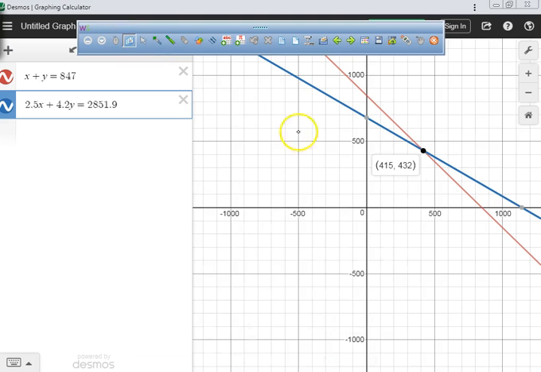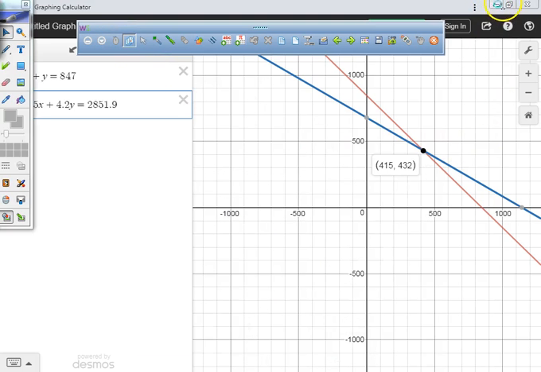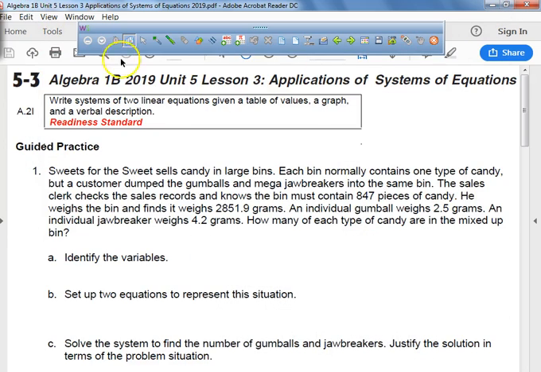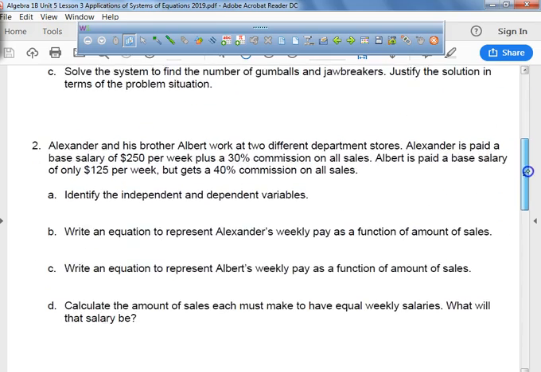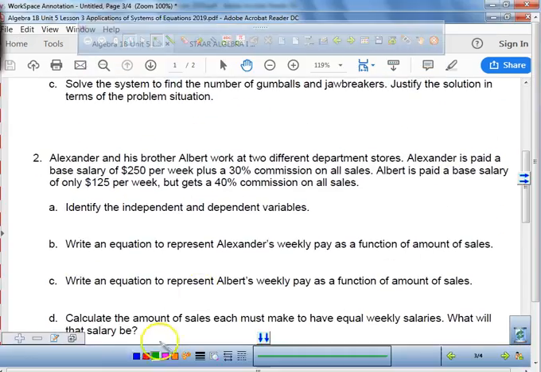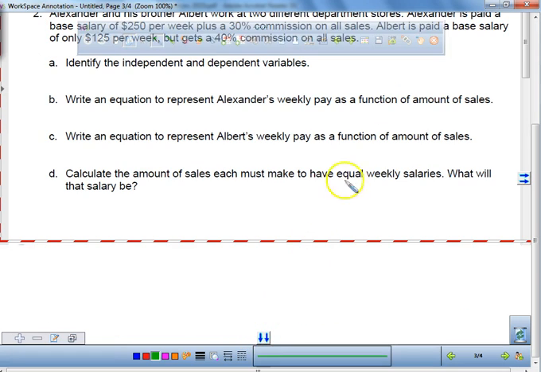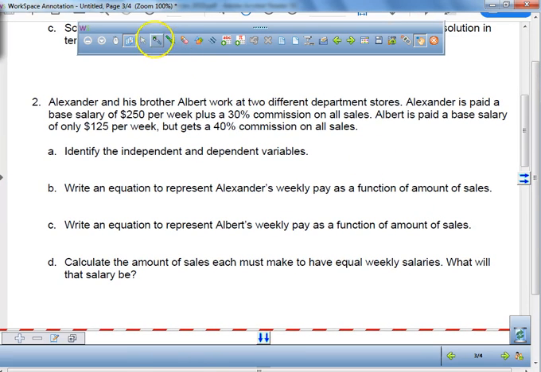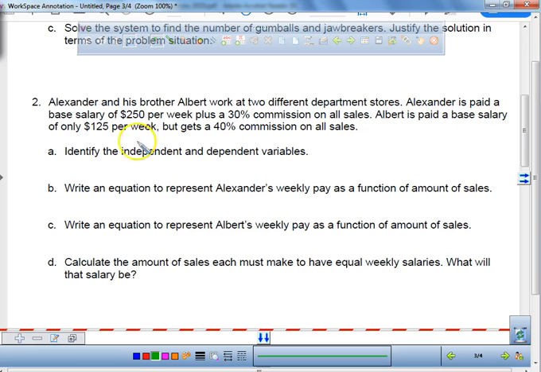Okay. All right, let's go ahead and head down to problem number 2. Okay. So here we go. It says Alexander and his brother work at 2 different department stores. Alexander is paid a base salary of $250 per week plus a 30% commission on all sales. Albert is paid a base salary of only $125 per week, but he gets a 40% commission on all sales. Now, you get commission. What does that mean? Commission means you make money by selling stuff.